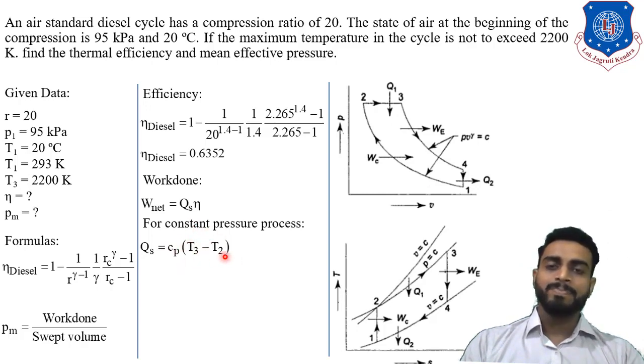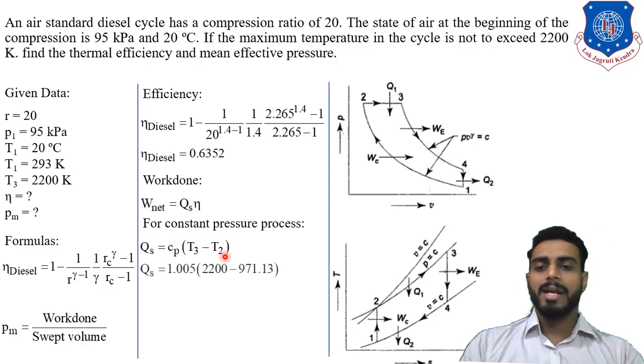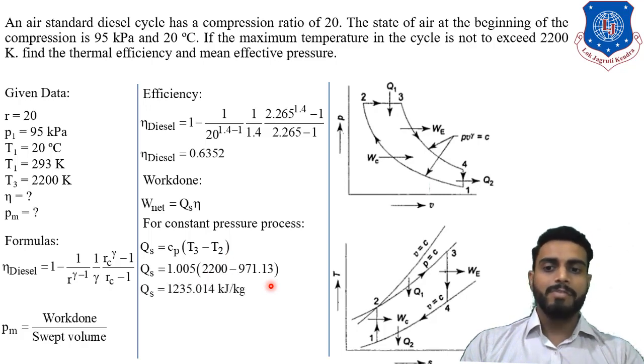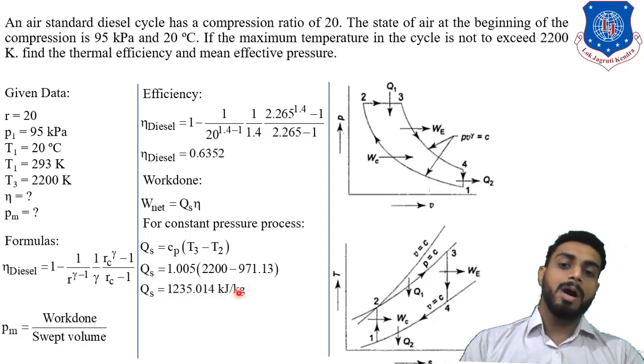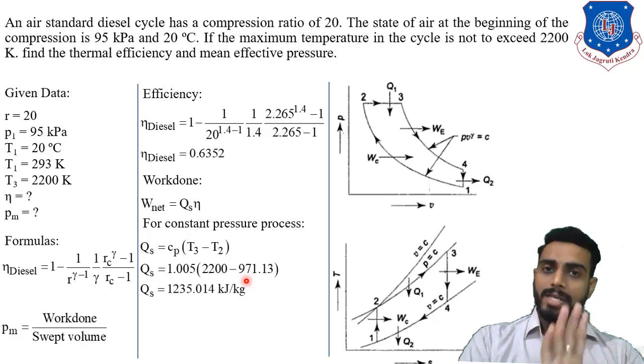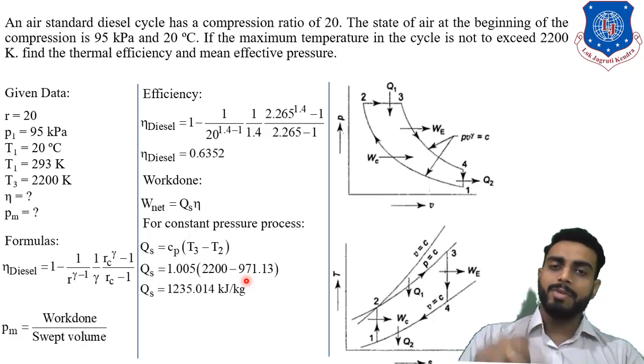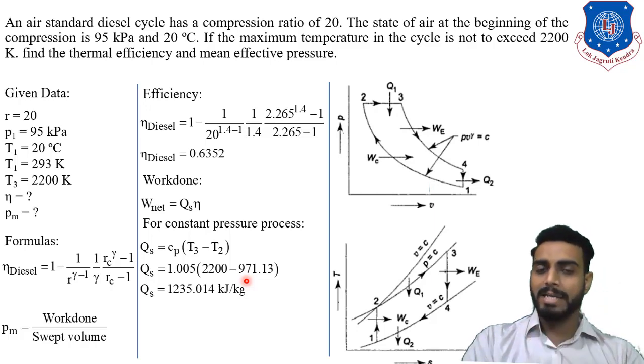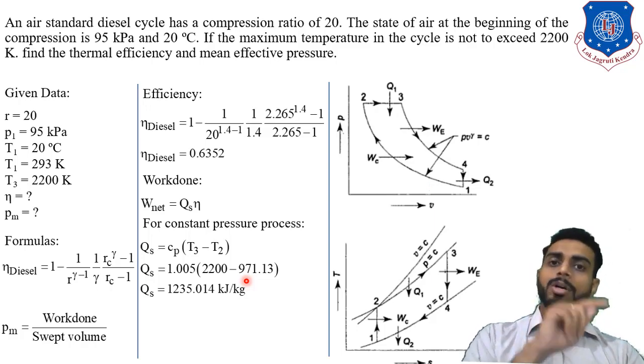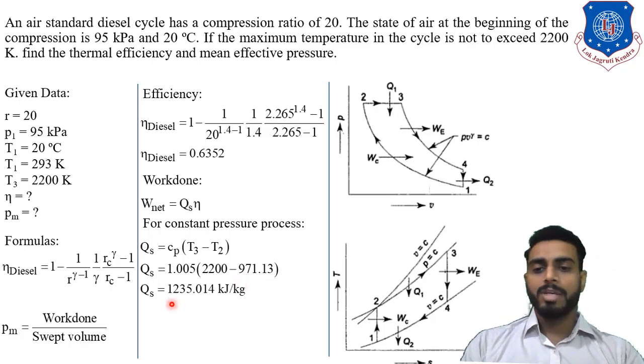For air, Cp is 1.005, right? And T3 is 2200 Kelvin and T2 is 971.13 Kelvin. So you can find out QS as 1235.014 kilojoule per kg. See, per kg, that means mass is 1 kg. If mass is given, then you can multiply the mass, and at that time you do not have to write kilojoule per kg. At that time you have to write only kilojoule, right? So keep that in your mind.